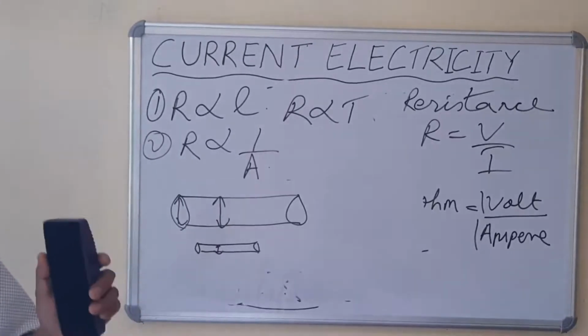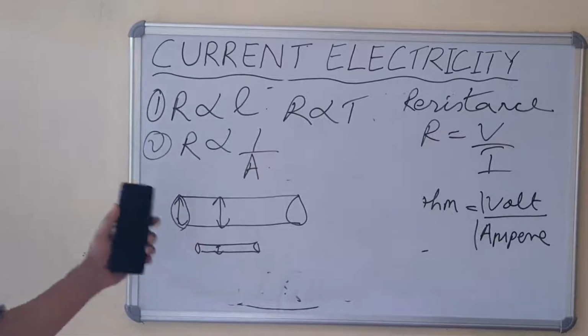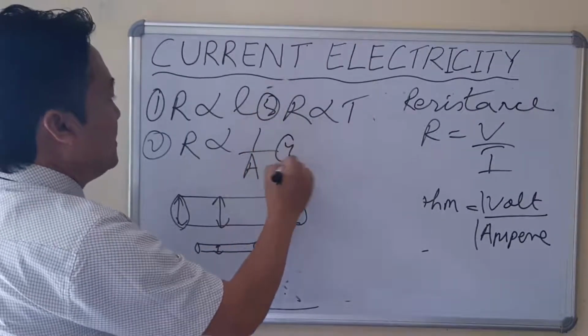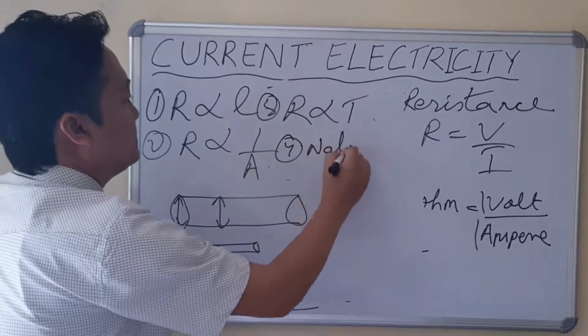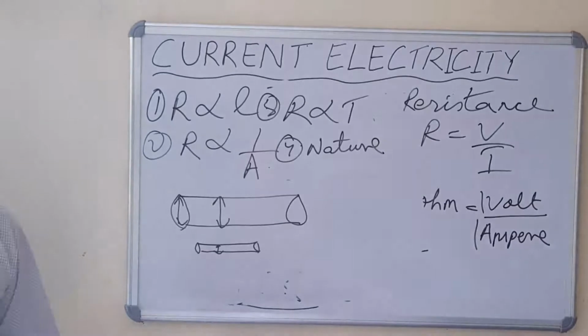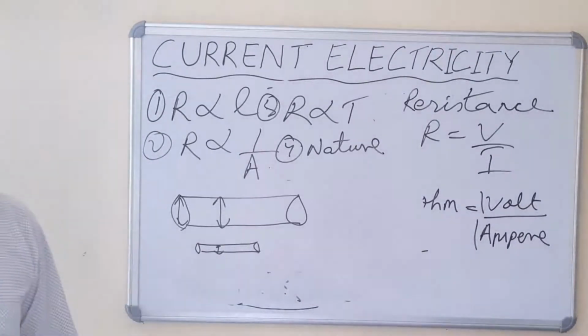And the next point is the effect of the nature of the material. The fourth one is the nature of the material. The nature of the material means what kind of material you have taken.